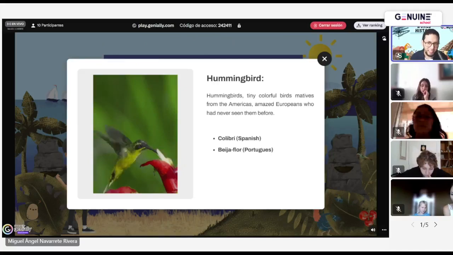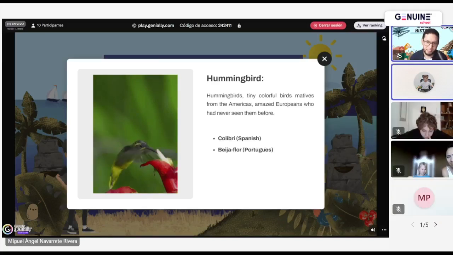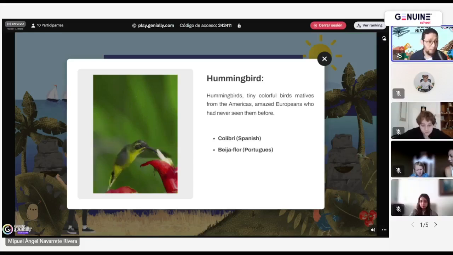Okay, teacher. Hummingbird. Hummingbirds, teeny colorful birds, natives from Americas. Amazed Europeans who had never seen them before. Colibri, Spanish, beija flor, Portuguese. Beautiful. So this is one of my favorite animals, actually.